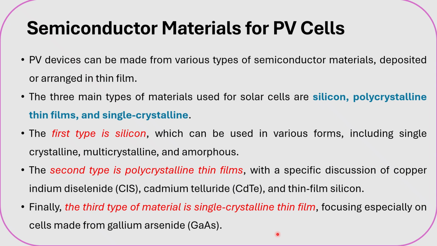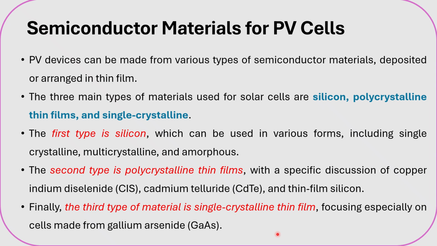So first is silicon. This includes, as we said, three types. It can be single crystalline silicon, multicrystalline silicon, or amorphous silicon. Silicon was used to make some of the earliest PV devices and is still the most popular material for solar cells. Outranked only by oxygen, silicon is the second most abundant element in the Earth's crust. However, to be useful as a semiconductor material in solar cells, silicon must be refined to a purity of 99.99%.